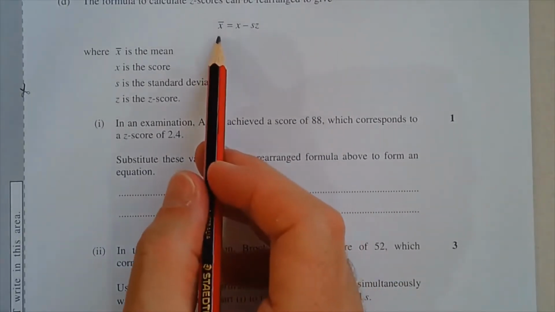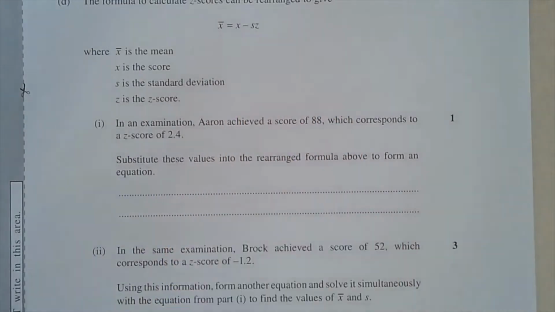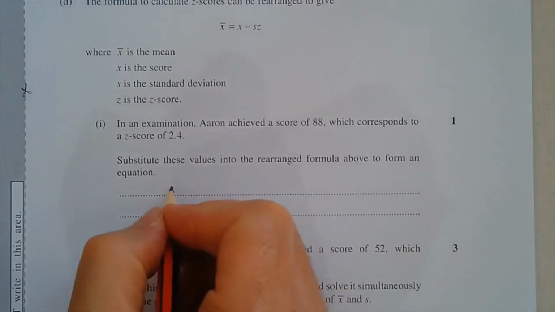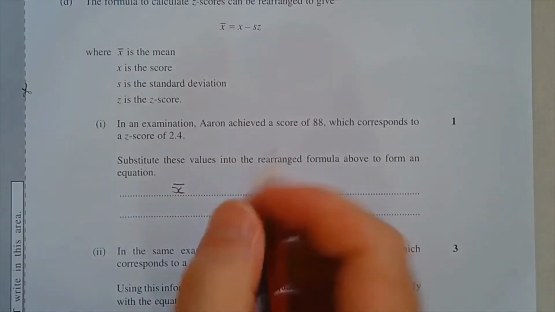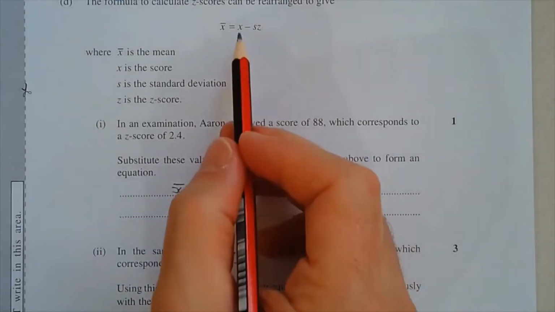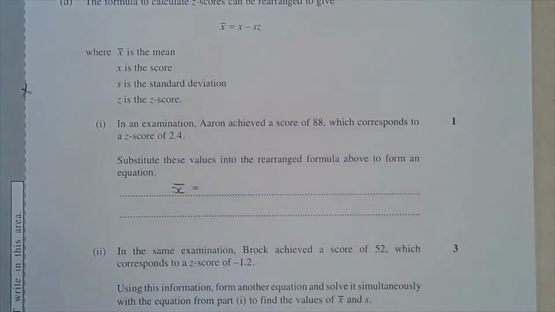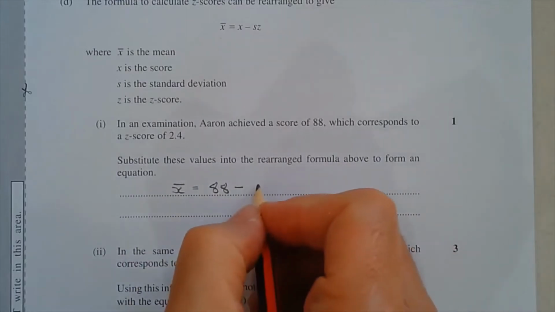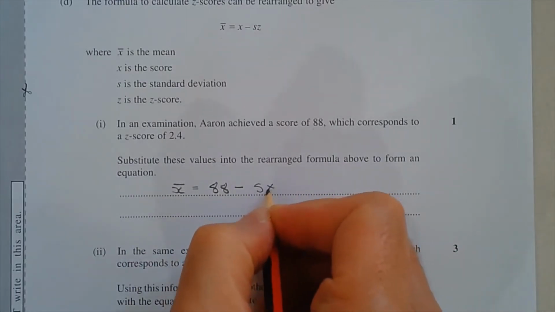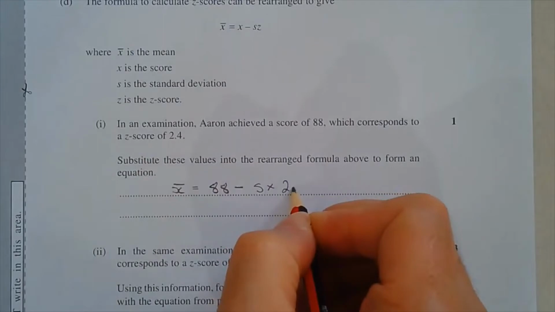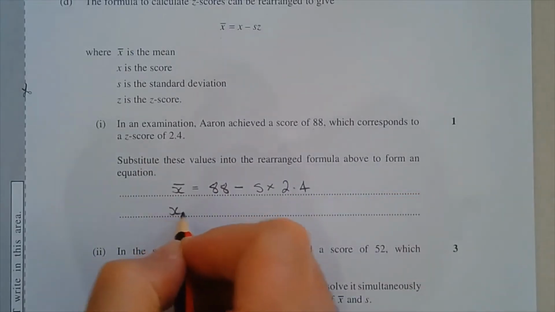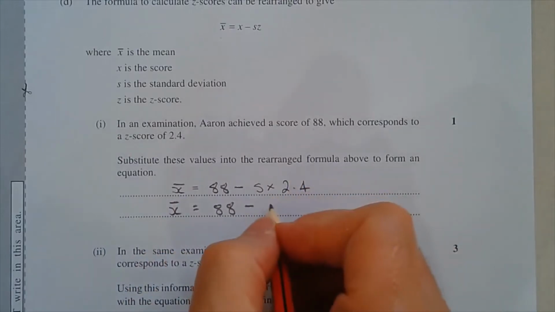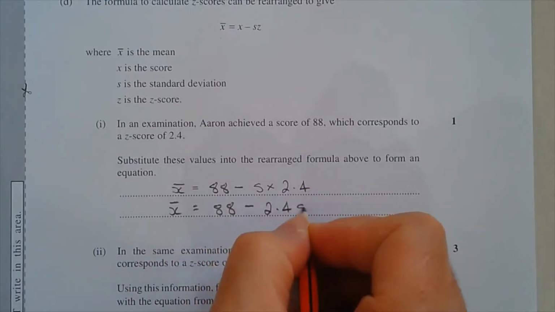Okay, so we don't know the mean, we don't know the standard deviation, but we do have the raw score and we do have the Z-score. So that'll be X bar is equal to, now X is the raw score, so Aaron achieved 88, minus S multiplied by the Z-score of 2.4. And we could just simplify that just a little bit further, minus 2.4 S.